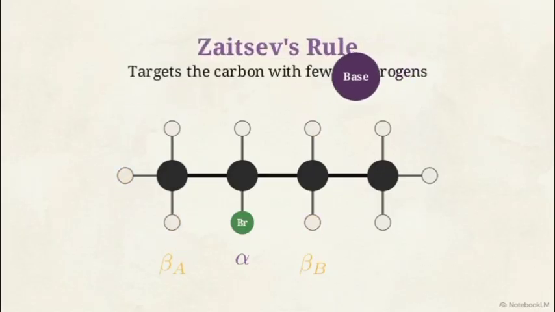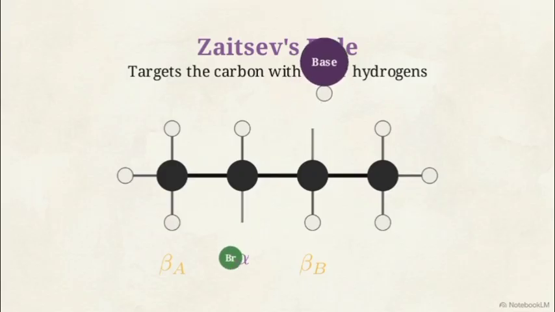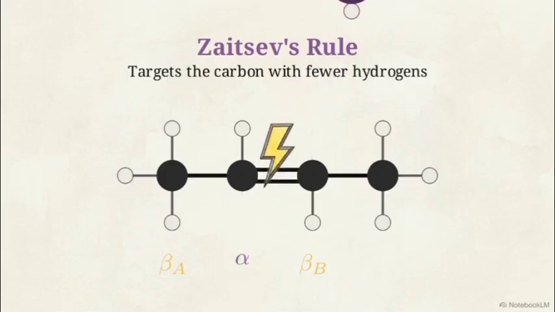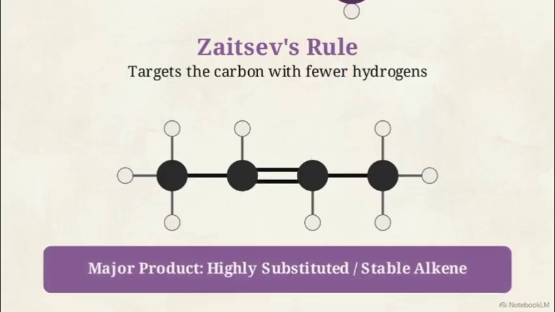This creates a problem with multiple beta carbons. Which hydrogen does the base steal? Following Zaitsev's rule, the reaction targets the carbon with fewer hydrogens. This geometric preference yields the most highly substituted and therefore stable carbon-carbon double bond.